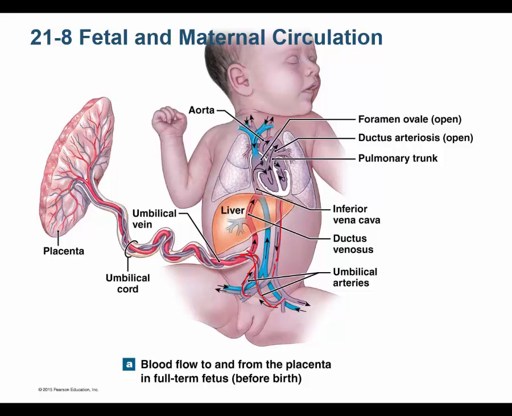And now they return to the baby through these umbilical veins, which are red. Now, why are these umbilical veins red? Because they just picked up oxygen from the mom. And you can see the umbilical vein fuses with the inferior vena cava.